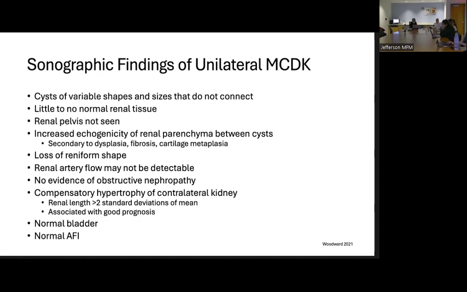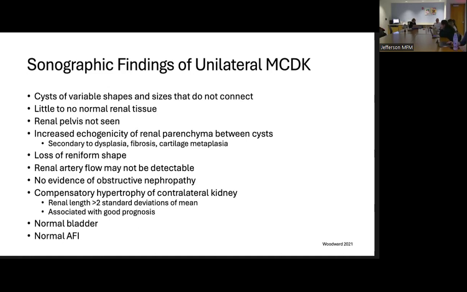So when we're talking about the sonographic findings of unilateral MCDK, you can have cysts of variable shapes and sizes, and they do not connect. Like Dr. Alquali said, this is really classic for this finding. You're seeing variable shapes and sizes. MFM oil, maybe they show you a picture like that. Well, we're going to look at some pictures in a second so we can have it ingrained into our brain.